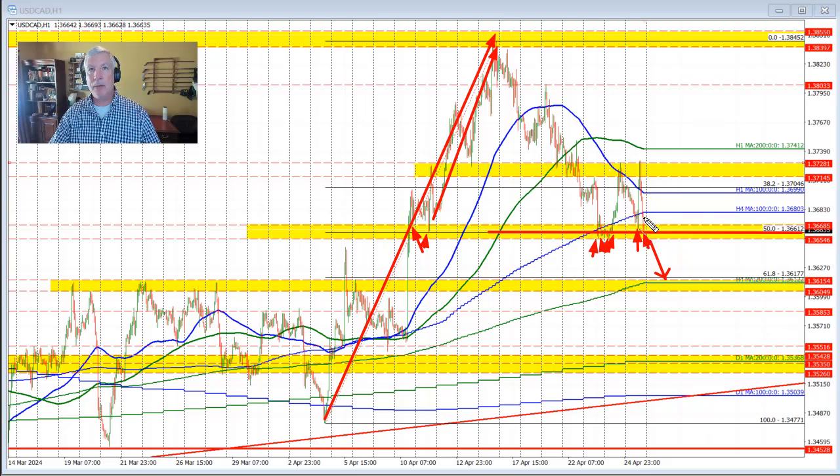If we do get back above the 100-bar moving average of the 4-hour chart, that would probably give buyers some hope that the ups and downs are continued in this currency pair. So that's my tactical look at the dollar versus Canada.